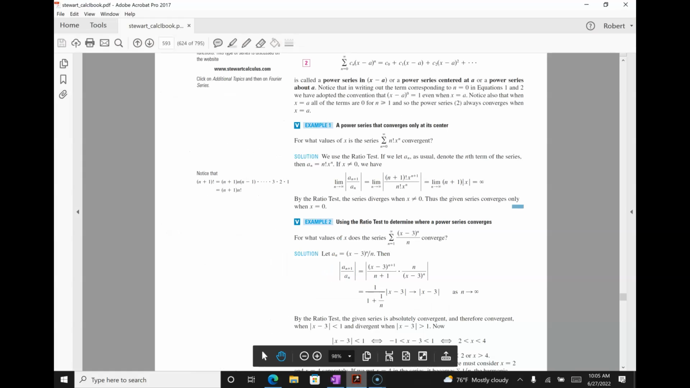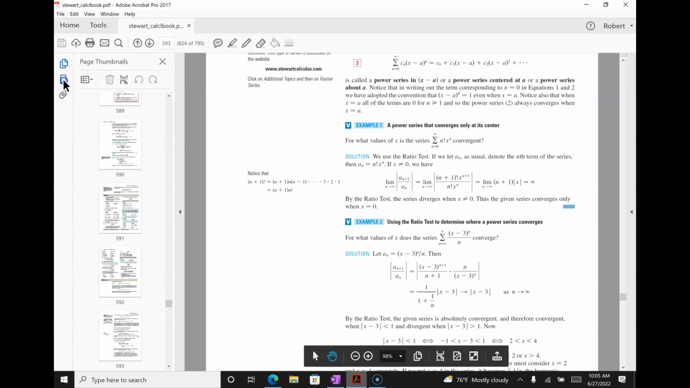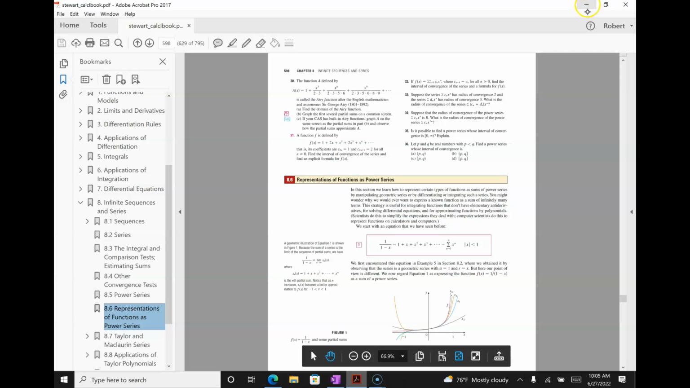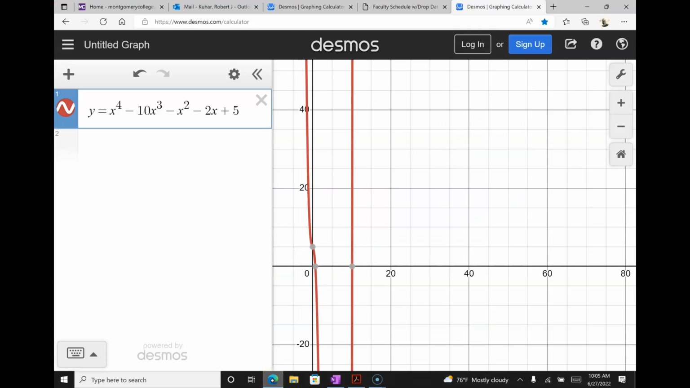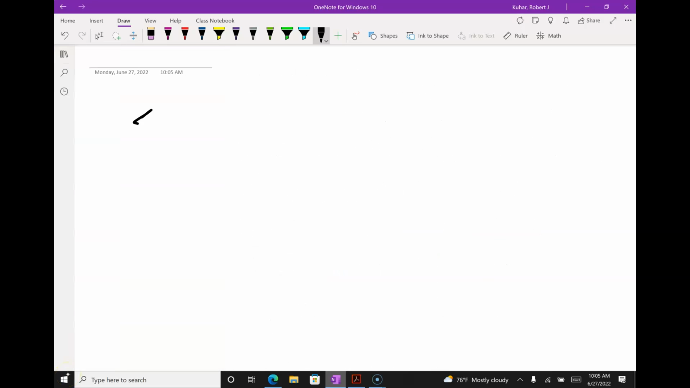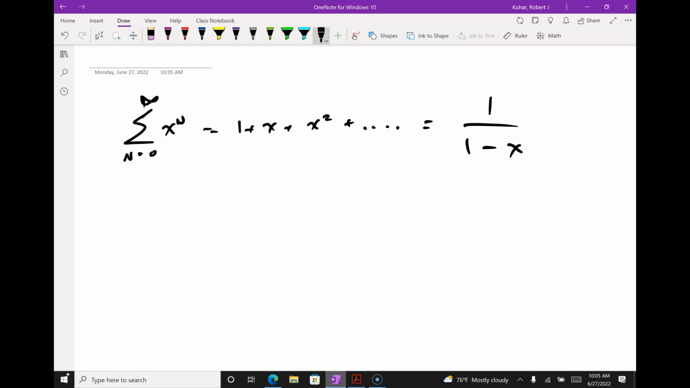All right, I did enough for us to go to a fun part, and that is representing power functions. So what I want to do is take this one little model. I know that the sum of x to the n from n equals 0 to infinity is 1 plus x squared plus dot dot dot, which is 1 over 1 minus x when absolute value of x is less than 1, right? We know this.